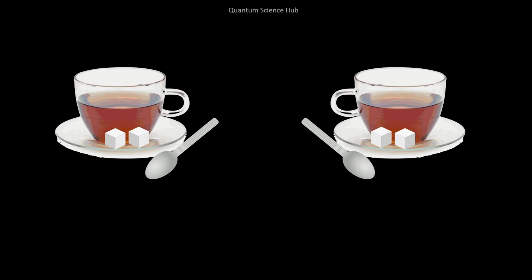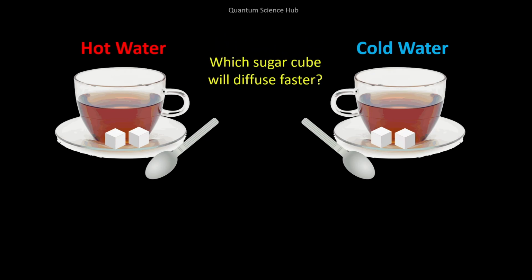Now let's see the effect of temperature on the rate of diffusion. Please take a look at the picture here. Imagine I have 2 cups of tea with a sugar cube. The first cup is using hot water, while the second cup is using cold water. If I put in the sugar cube, which sugar cube will diffuse faster in the tea? Is it the hot or the cold water?